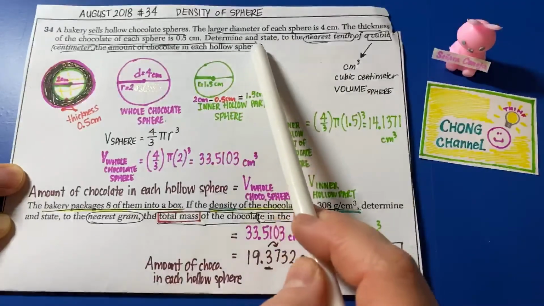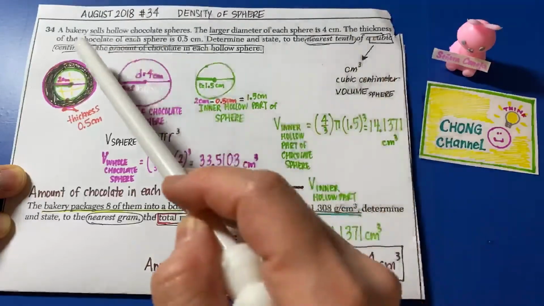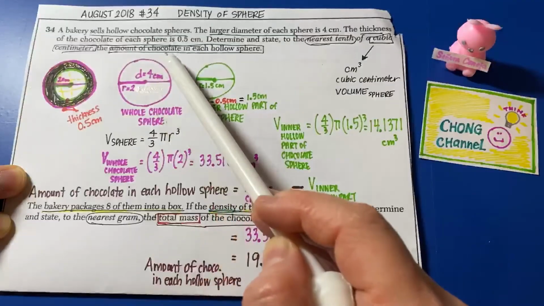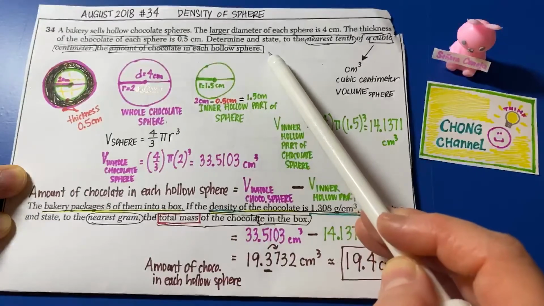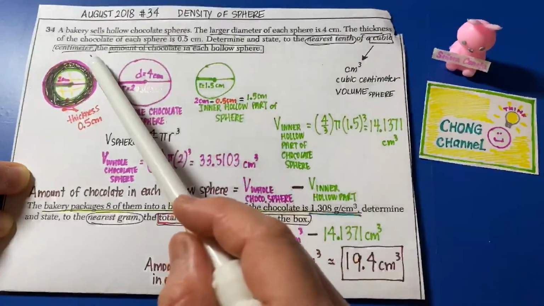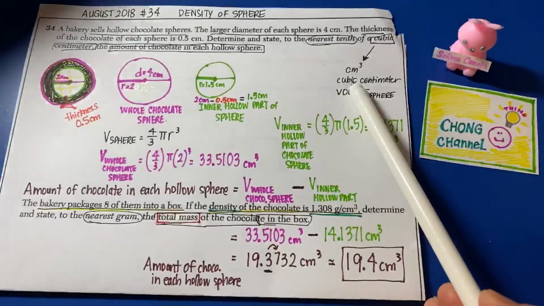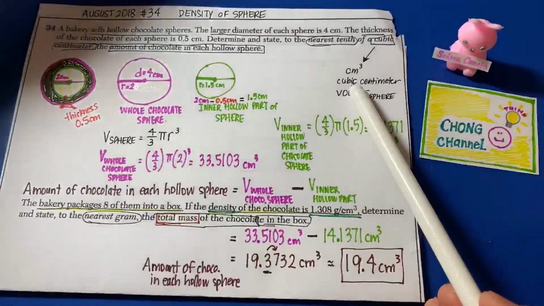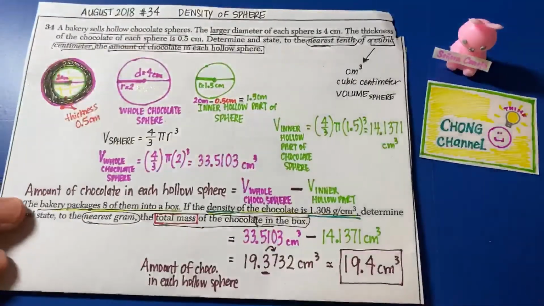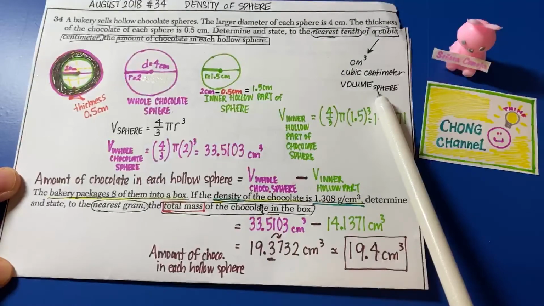All right, so now here it says, determine and state to the nearest tenth of a cubic centimeter the amount of chocolate in each hollow sphere. Now, one thing you need to understand, when they say cubic centimeter, that's giving us some clues. This means it's going to be volume. So here we know that we're going to look at the volume of a sphere.